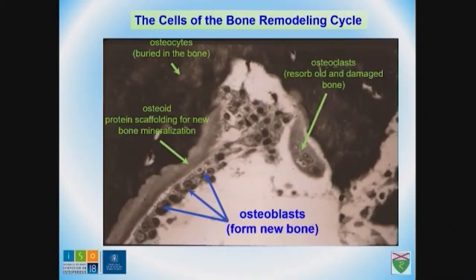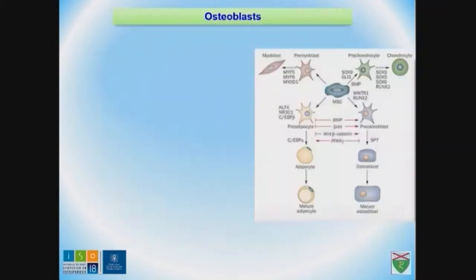So now we're going to talk a little bit more about the cells of the bone remodeling cycle. Again, the cells that form bone are the osteoblasts, the cells that break down bone are the osteoclasts, and the osteocytes buried in bone are the cells that run the whole show. So we'll start with osteoblasts. They arise from a pluripotent mesenchymal stem cell. These are cells, again, resident in bone, that can have a number of fates. Among them, here's the precursor cell. It can turn into a muscle cell, it can turn into a chondrocyte, it can turn into a fat cell, or it can turn into an osteoblast.